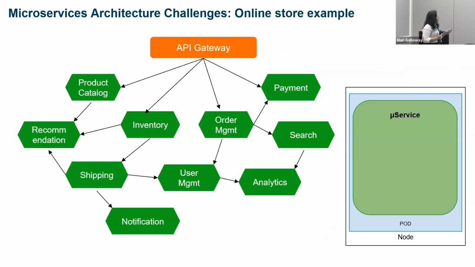So here I have a sample online store built on a microservices architecture. All the green boxes here represent the various microservices that are necessary for this online store to function. So let's take, for example, the order management microservice. This is one of the microservices in that online store.